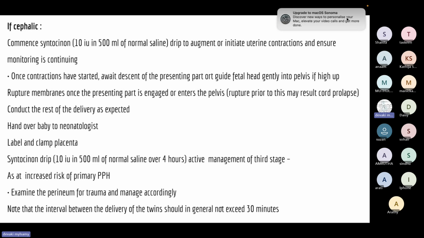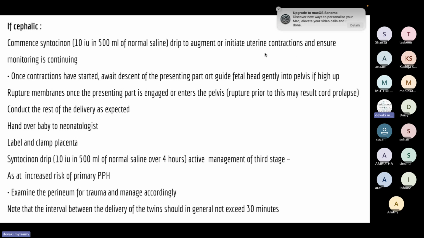Hand over the baby to the neonatologist, label and clamp the placenta. This will be your twin 2. Syntocinon drip, that is active management of the third stage of labor, since the patient is at risk of PPH. Examine the perineum for trauma and manage accordingly. Note that the interval between two twins should be 30 minutes.